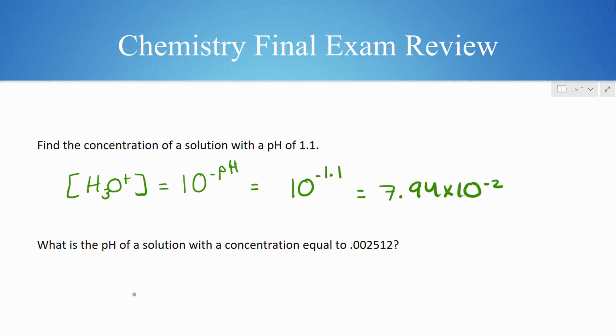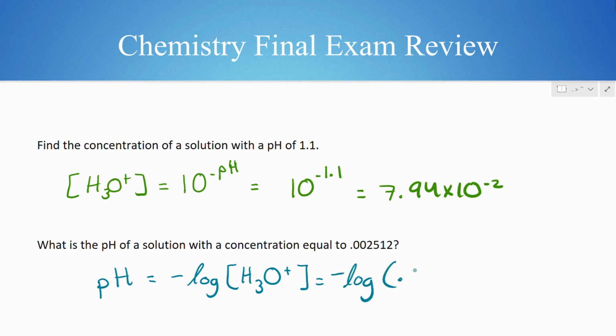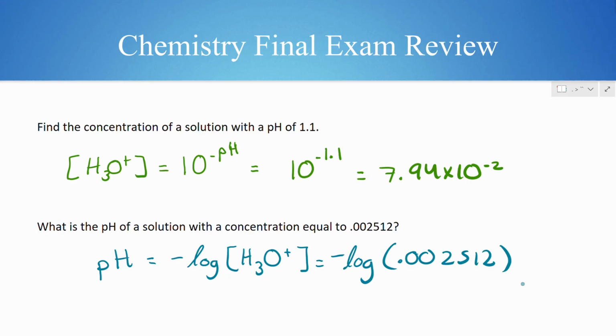Next, we need to find the pH of a solution with a concentration equal to 0.002512. Now the pH is equal to the negative log of the concentration, H+. So it's going to be the negative log of this concentration here, 0.002512. This is equal to a pH of 2.6. This answer up here can also be written as 0.0794.